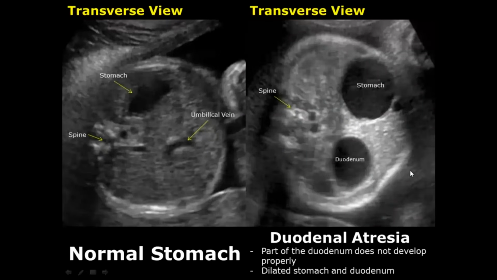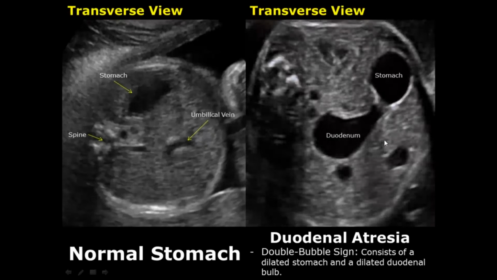We cannot see a normal fluid-filled duodenum on ultrasound. Usually it is not visible. Only when it is dilated, it is visible. Now a similar condition can also occur with the duodenum. In duodenal atresia, part of the duodenum does not develop properly. This leads to dilatation of both the duodenum and the stomach. Here we see two dilated structures. One is the stomach and this one is the duodenum.